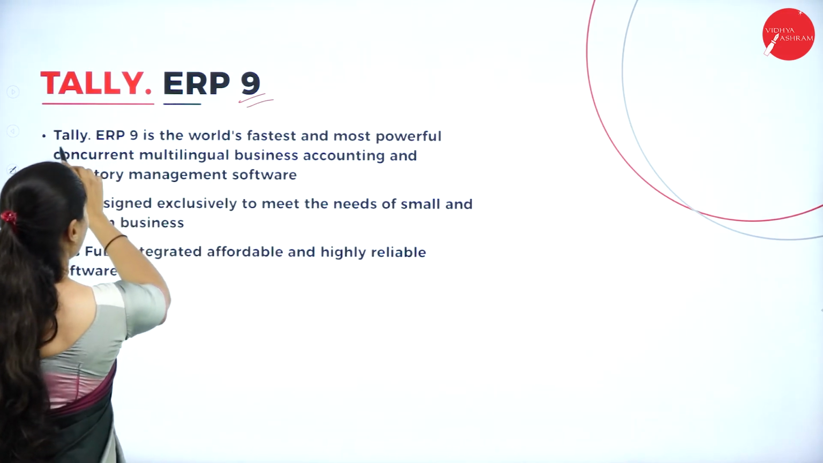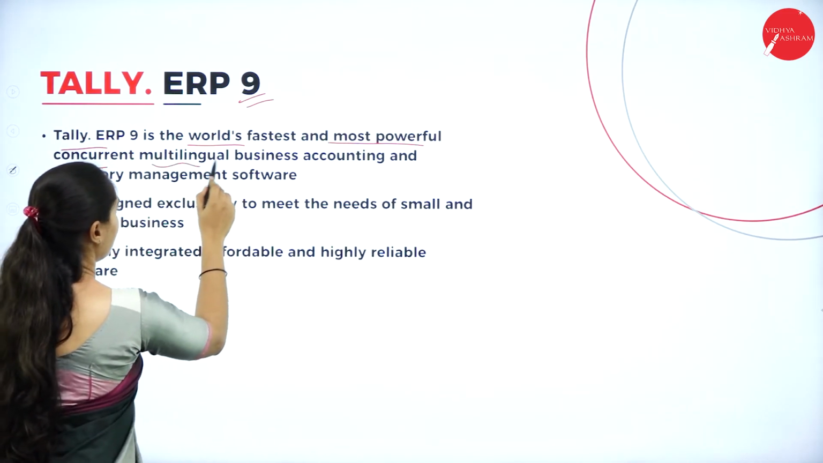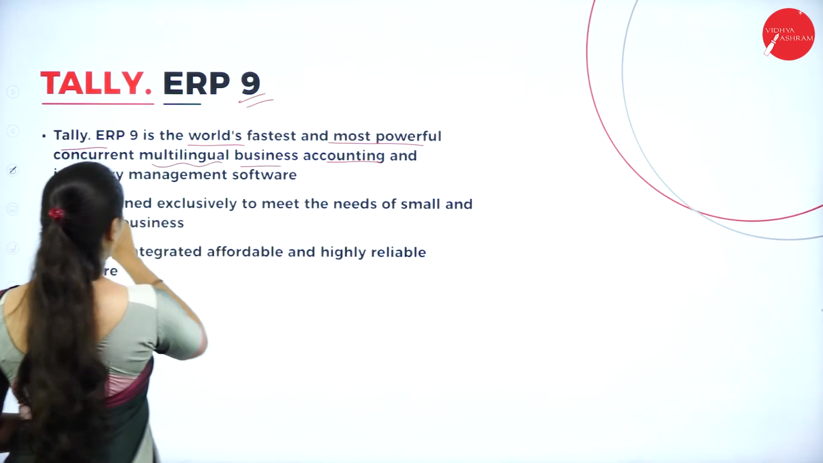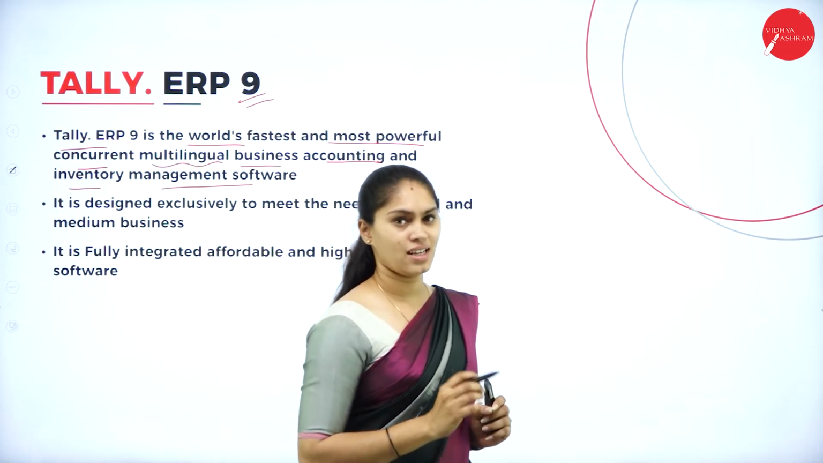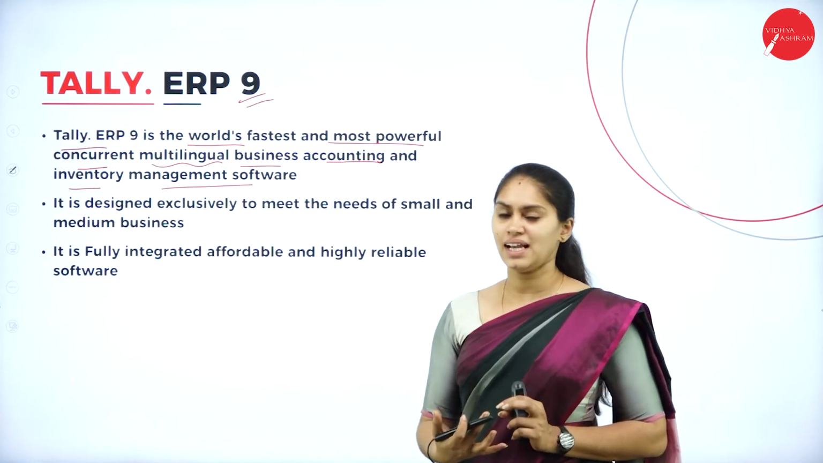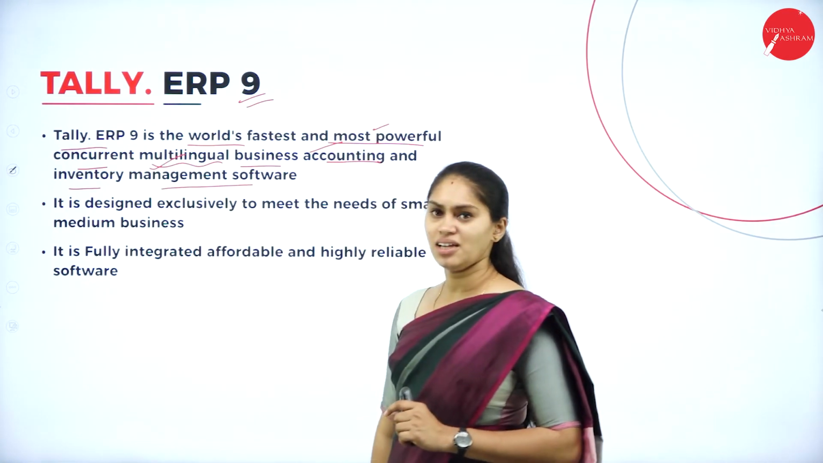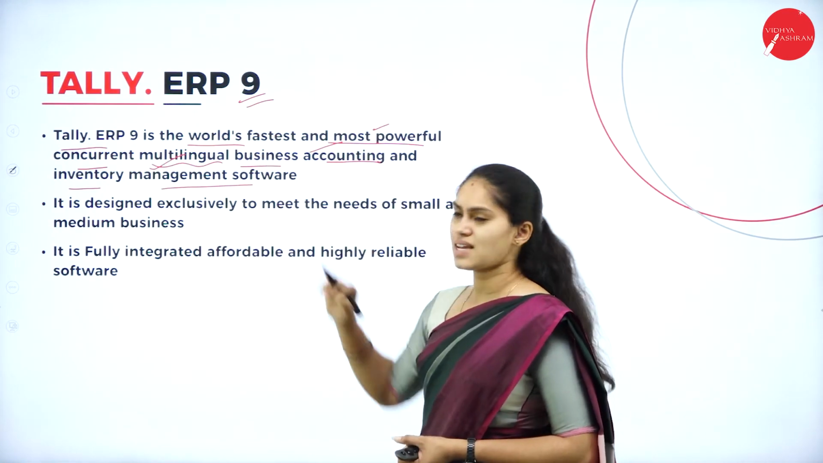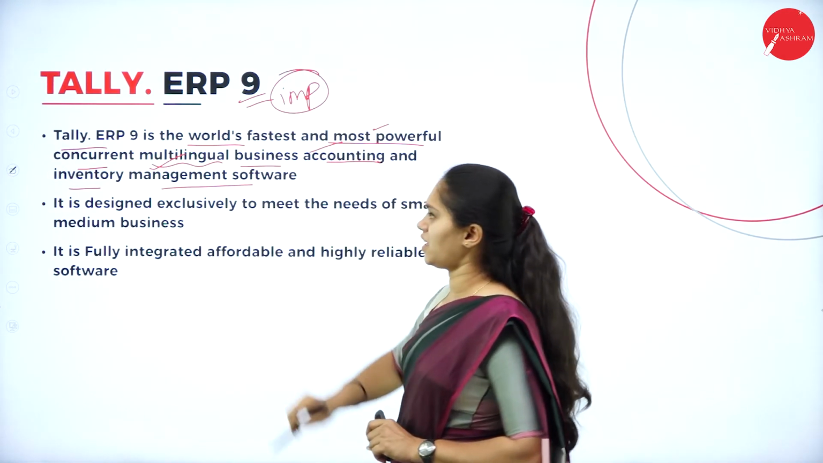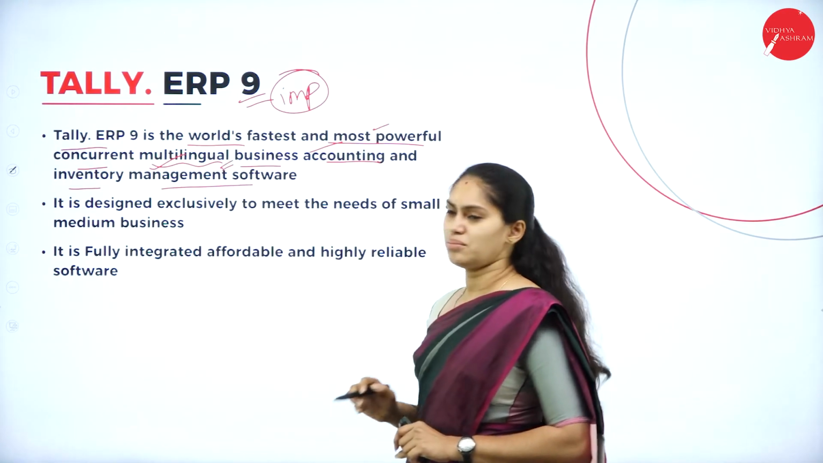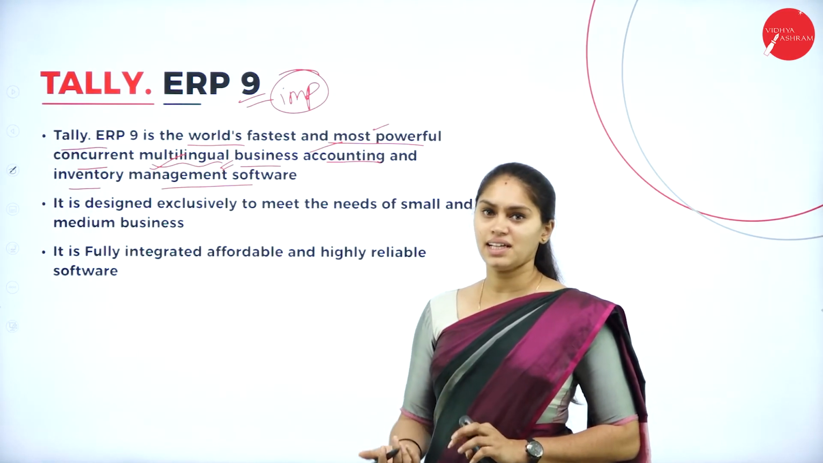So this Tally.ERP is the world's fastest and most powerful concurrent multilingual business accounting and inventory management software. This Tally.ERP 9 is the software which is mainly used for the purpose of business accounting and inventory management. That is the main usage of this Tally.ERP, and this is an important topic for your examination. This is multilingual. That means it has the capability to handle more than one Indian language.